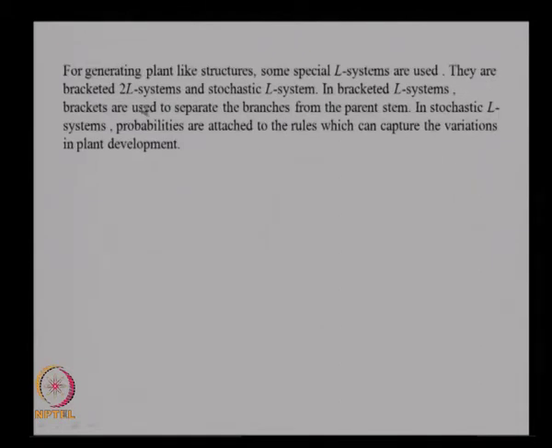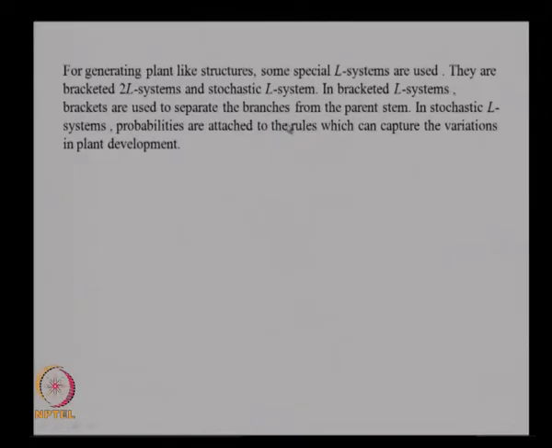So, for generating plant-like structures some special systems are used, making use of a 3-dimensional turtle. The special systems are stochastic systems. So, with each rule you attach a probability. See, the growth of the plant is not identical. Suppose you sow 6 seeds, all the 6 plants will not grow in the same manner, there will be slight differences, and that sort of thing is captured using probability. You attach some probability with the rules, and that is called a stochastic system.